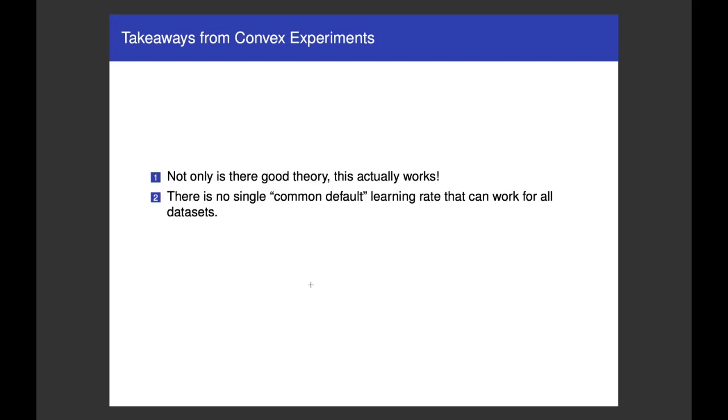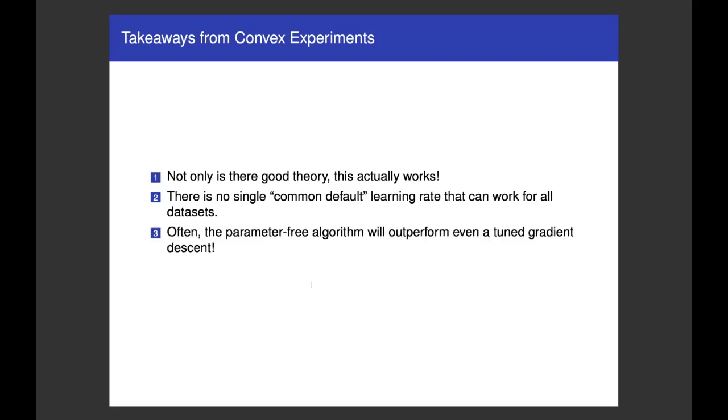I think it would have been pretty reasonable to believe that real world problems are somehow very regular in some way, and as a result, there should be some default learning rate that will do pretty well, at least on all of them. But that didn't seem to be the case, right? Things that were good on one data set were actually catastrophically bad on other data sets. So the world is not quite as nice as we would like.